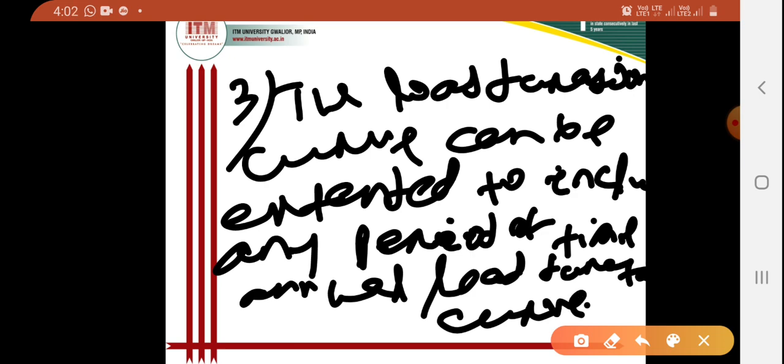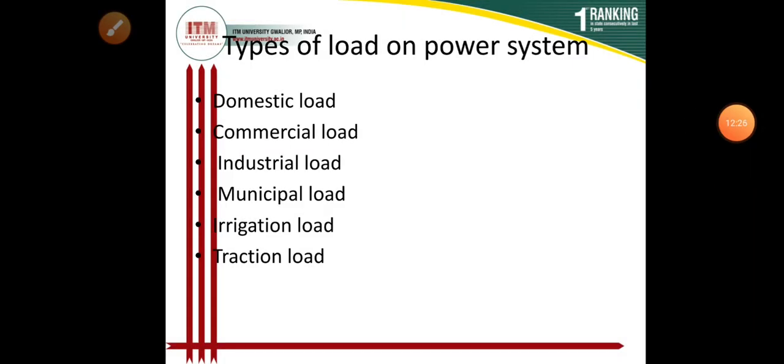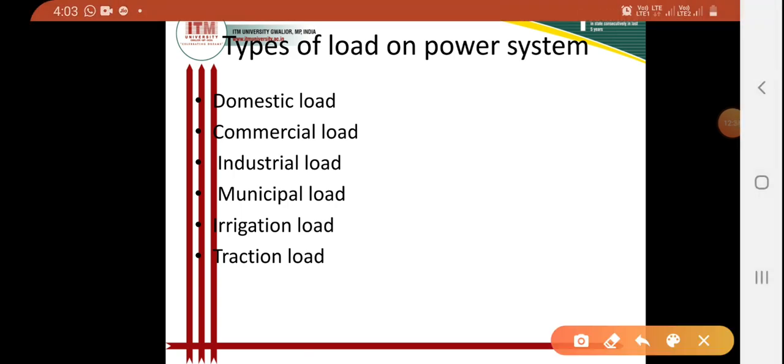So this is all about our load curve and load duration curve, and there are different terms and factors. Now coming to the types of load on a power station. When we discuss the types of load, it may be domestic load or commercial load. These are the types of load connected in our power system.